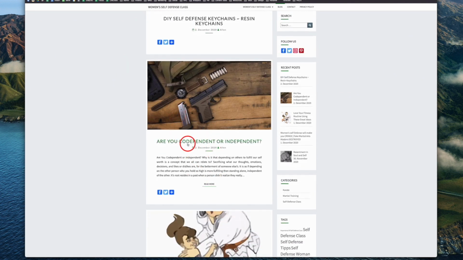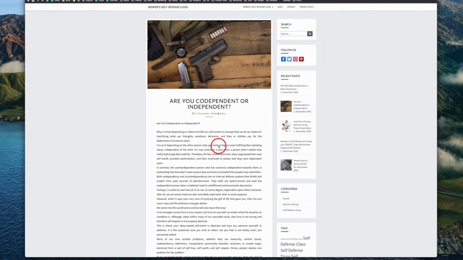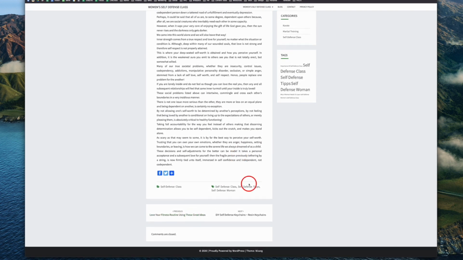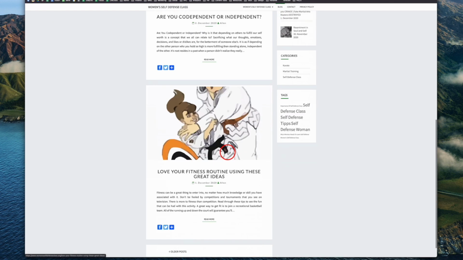Okay, let's check this. Are you codependent or independent? Let's just click on this. Okay, this came out December 2nd, today. Okay, is there any comments? Probably not this soon. It literally was written today. There's people out there working on it. Okay, let's go to this one. Love your fitness routine using these great ideas.